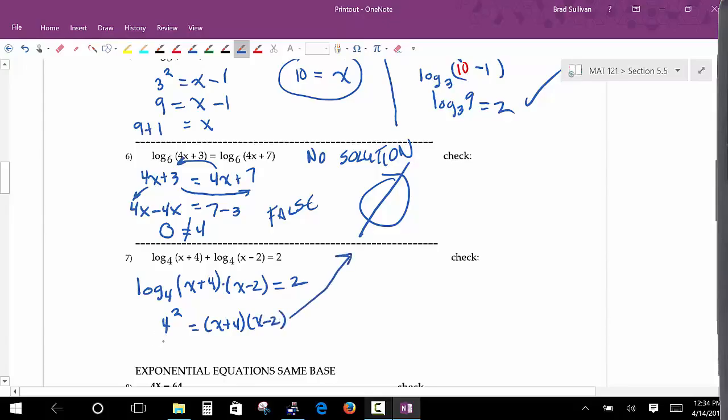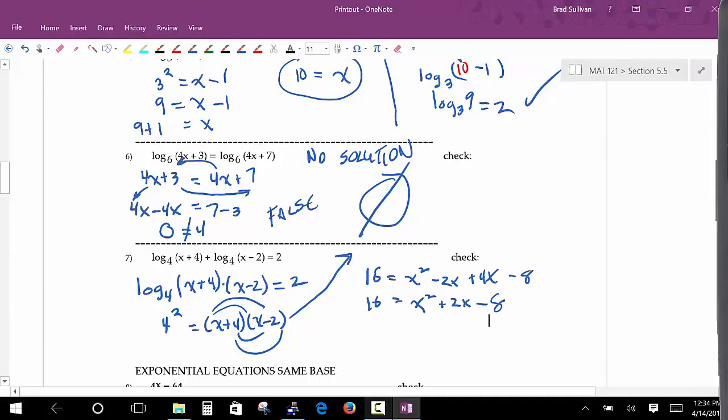Okay, so I'll move over here. You've got 4 to the second is 16. You should have FOILed this out, so you would have x to the second minus 2x plus 4x, and then minus 8. If you can do that whole thing in your head, that's fine with me. So you have 16 equals x squared plus 2x minus 8. What kind of equation do you have? Quadratic. So what do you have to do? One side equals 0, then factor.